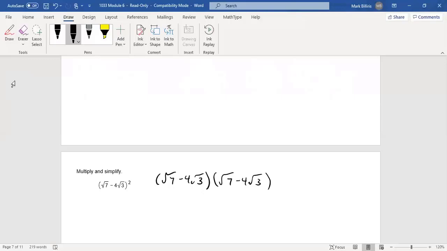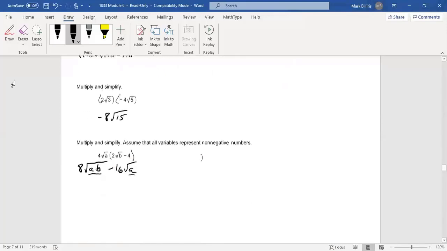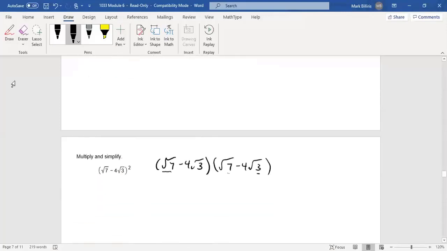In order to do so, we use the distributive property, or some of you call it the FOIL method. I'm going to start by taking the square root of 7 and multiplying it times both terms. So the square root of 7 times the square root of 7. Yes, it's the square root of 49, but remember what we just talked about: anytime you multiply a radical times itself, it's simply removing the radical sign. So make life easier on yourself. When I multiply the square root of 7 times the square root of 7, that's 7.